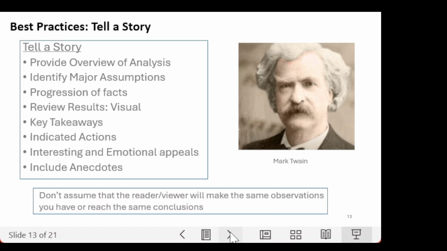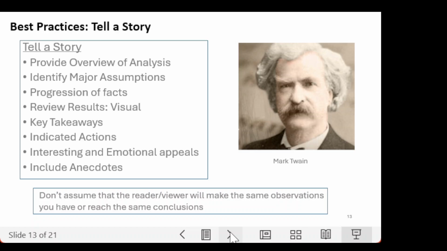Best practices: tell a story. I hear a lot of people on LinkedIn and elsewhere talking about storytelling and, frankly, creating the impression that we have to be clever and humorous like Mark Twain. And some of us may be, I don't think I am, but I consider telling a story really providing an overview of the analysis, identifying major assumptions, a progression of facts that are building your case, reviewing the results in a visual manner, and clearly stating key takeaways and indicated actions.